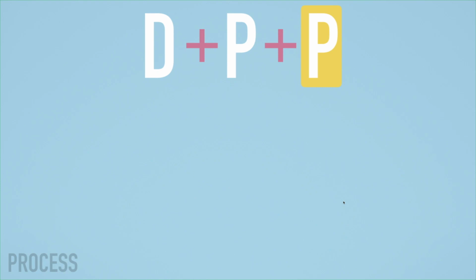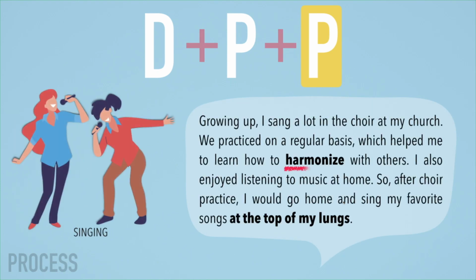Okay? So again, speaking about singing, this is what I said. Growing up, I sang a lot in the choir at my church. We practiced on a regular basis, which helped me to learn how to harmonize with others. I also enjoyed listening to music at home. So, after choir practice, I would go home and sing my favorite songs at the top of my lungs. So again, I literally stepped you through how my singing ability was developed.